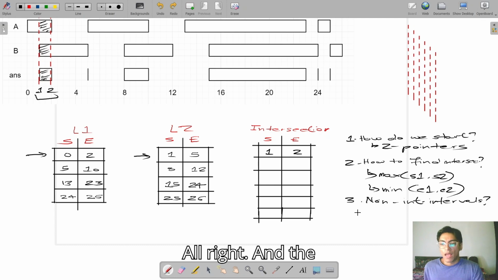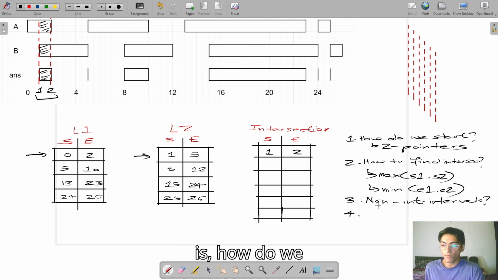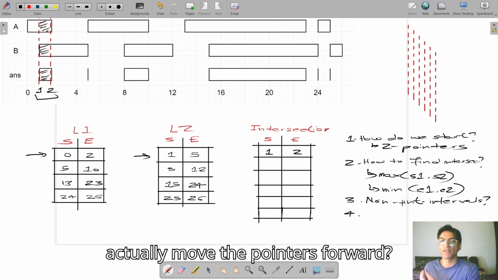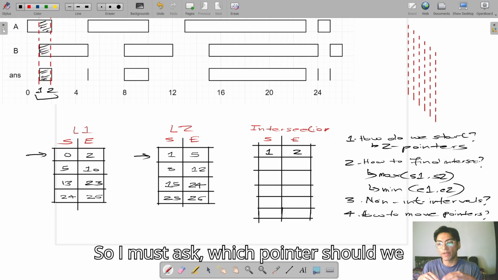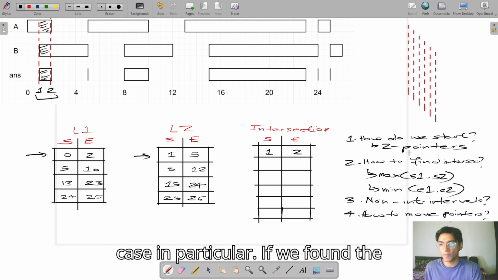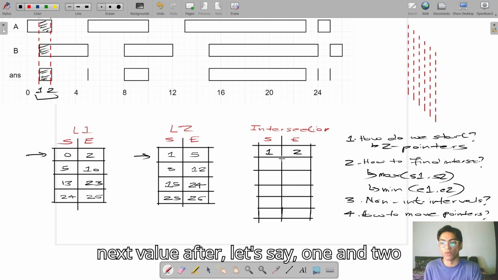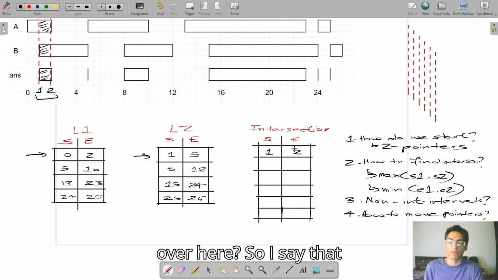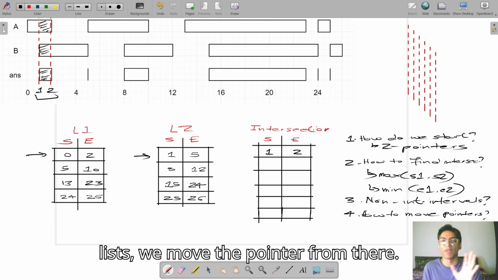All right. And the next question that I would like to ask is, how do we actually move the pointers forward? Which pointer should we move forward after we're done processing, in this case in particular? If we found the intersection, how do we test for the next intersection? How do we calculate the next value after, let's say, 1 and 2 over here? So I say that whichever endpoint comes first in either of the lists, we move the pointer from there.